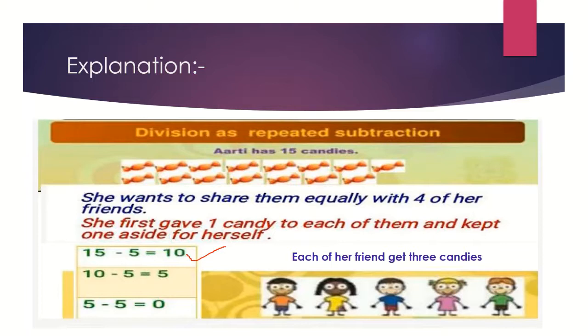Again one candy to each friend and kept one for herself. Then 10 minus 5 is equal to 5. Now she is left with 5 candies. And now again she gave one candy to each of her friends and kept one for herself. So 5 minus 5 is equal to 0. Now she is left with no candy. So we can say that each friend will get 3 candies.